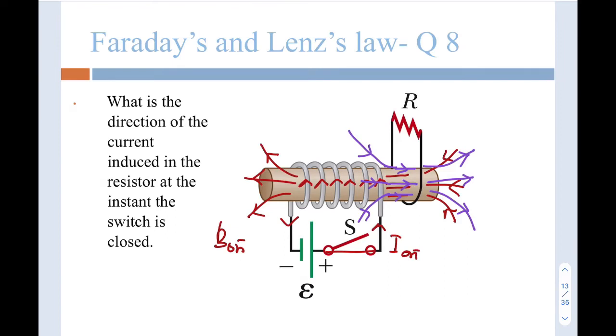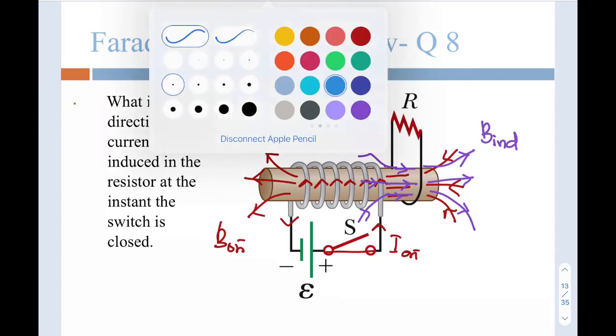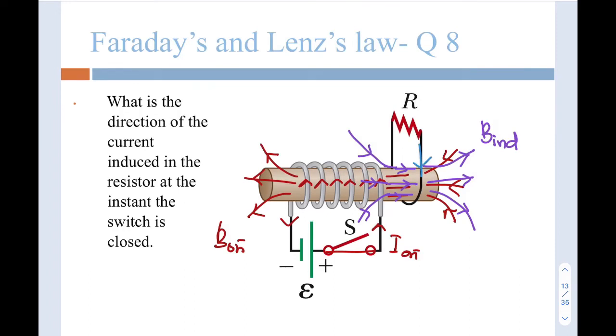So in such a way, using Grab's rule, please take this section, using the information of the B induced. The purple color is the B induced direction. Place your thumb along this and grab with your four fingers according to the direction of the purple color. So your I induced will be in this direction. This one is I induced.